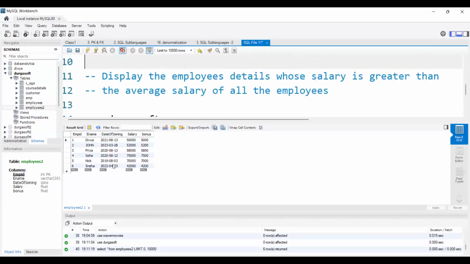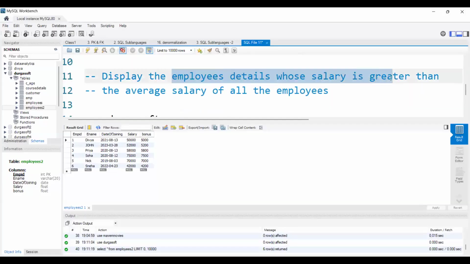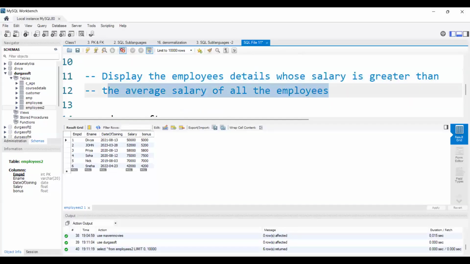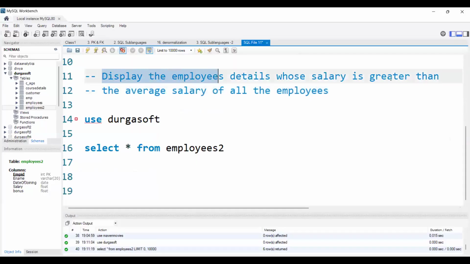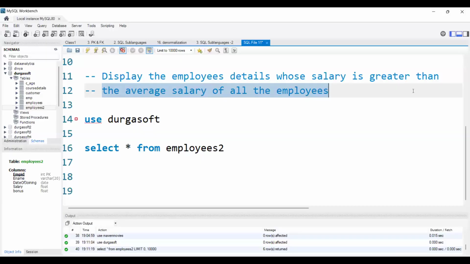Now I want to display the employee details whose salary is greater than the average salary of all the employees. If you observe this question, we can divide it into two parts. Display the employee details, up to this. To display the employee details, we will write select star from employees, right? And then they are giving one condition: whose salary is greater than. If we divide this question into two questions, our second question will be the average salary of all the employees. Basically, to find the average salary of all the employees, what will we use?